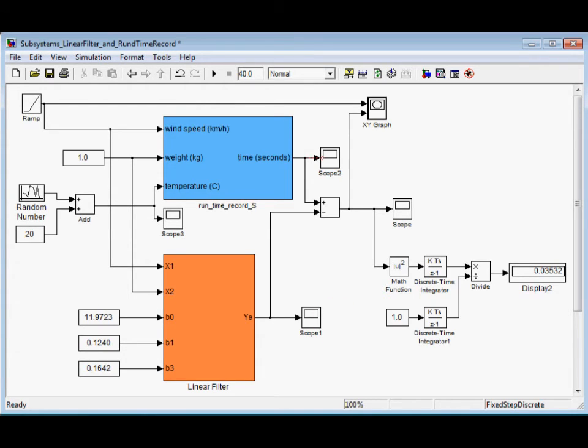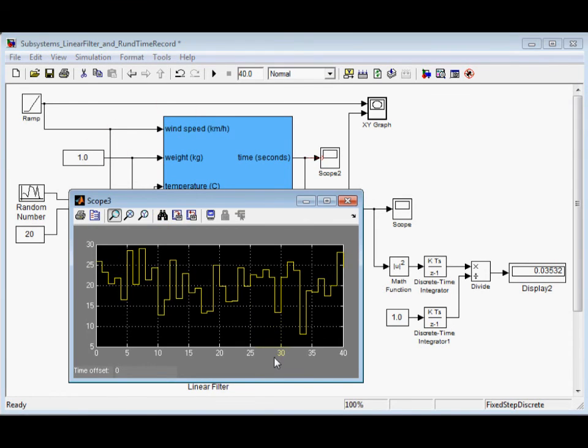Let's talk about the input factors. A ramp signal again generates values for wind that are varied between 0 and 40 within 40 seconds. Weight is constant, 1 kilogram, and the temperature is a random signal with a mean value of 20. This graph shows the variation of temperature in 40 seconds.